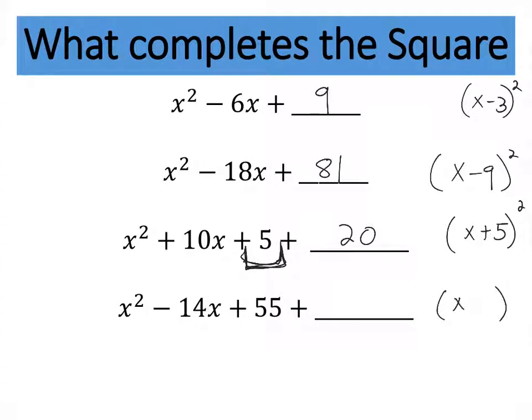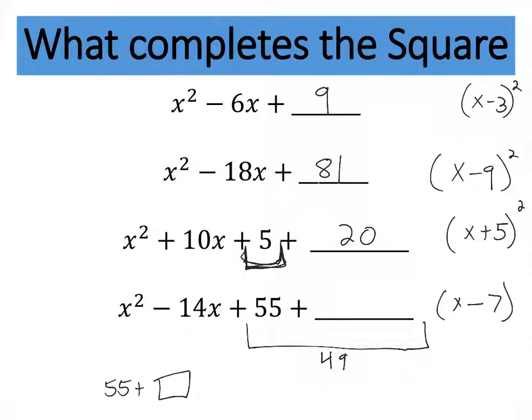Our perfect square is going to be x plus half of 14, which is negative 7. So really, I should have written x minus 7. X minus 7, and 7 squared is 49. So how do we get this to be 49? Well, 55 plus blank equals 49. What's that got to be? That's got to be negative 6. So in this space, negative 6, and that gets us our 49.